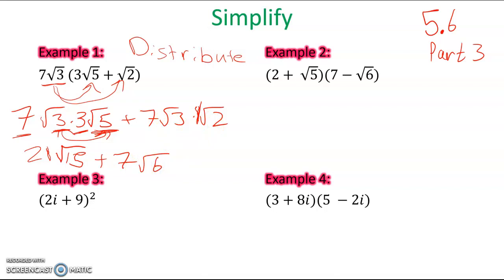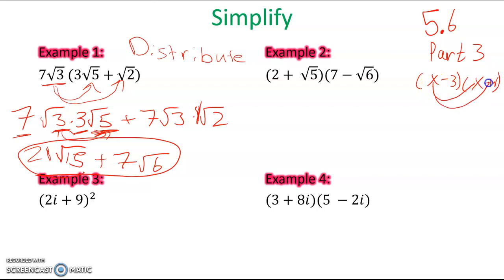And then from here we would ask, are there any numbers that we can simplify down? Can we simplify 15 or the square root of 6? We cannot. So that is our final simplified answer right there. Going on to example 2, just as we would if we were multiplying x minus 3 times x plus 4, we distribute this term out to all these terms right here. We distribute this term to all these terms right here. It's the same idea right here.